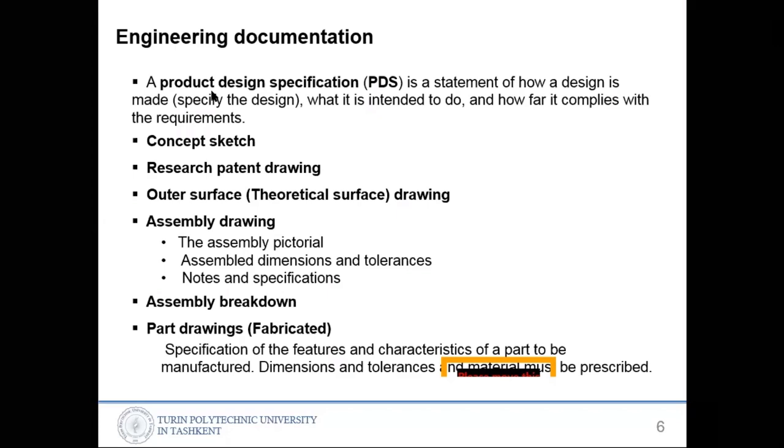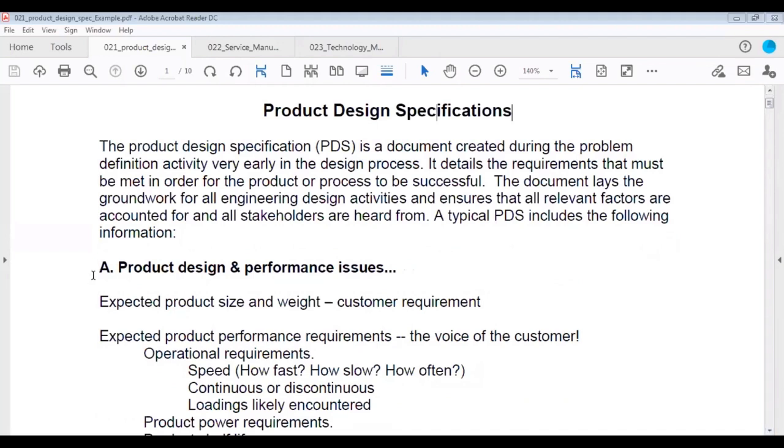So similar thing. Let me show how it looks like. What it will include is the product design and performance issues, like expected product size and weight. For example, in a car, the size should be 4 meters and the weight should be less than 1.5 tons. That is a customer requirement. And expected product performance requirements, like voice of customer. What will the speed be? How fast should it drive and how slow? It should be between this speed and this.